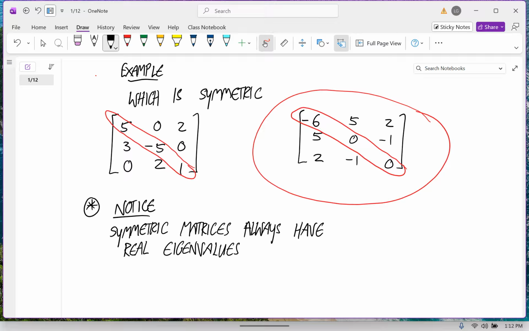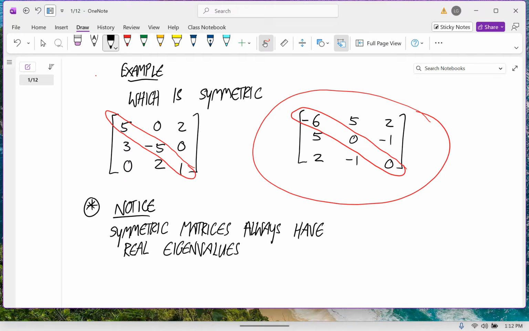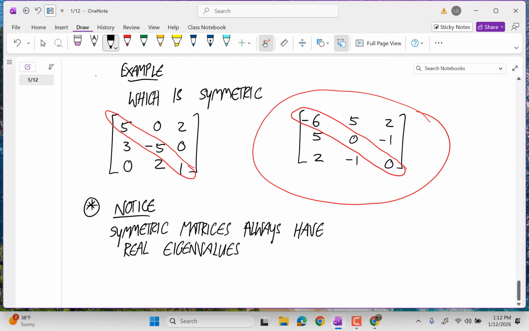Okay, goodbye. You said the matrix is the same as the square matrix?